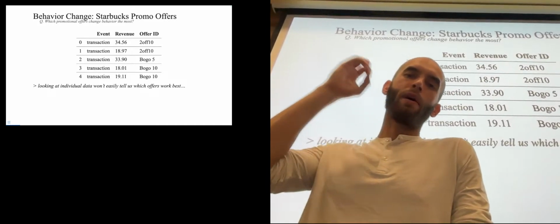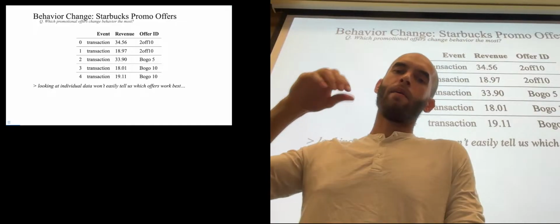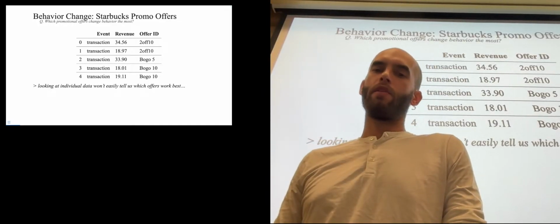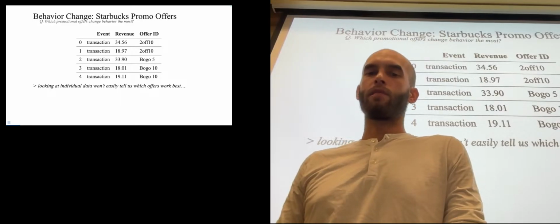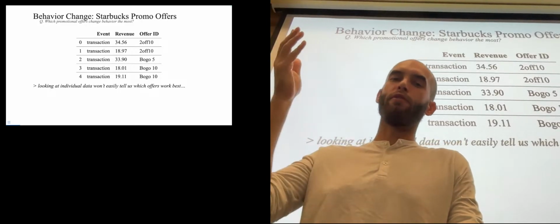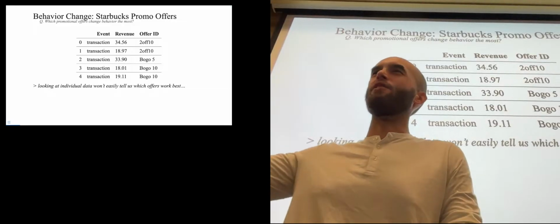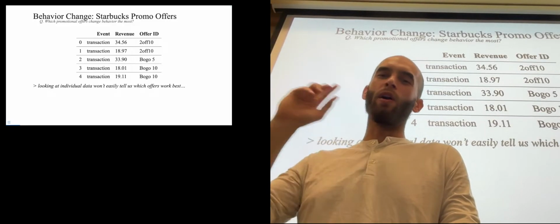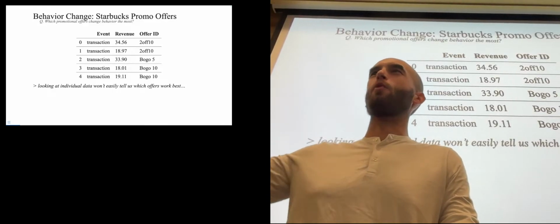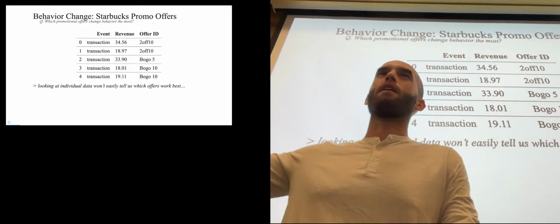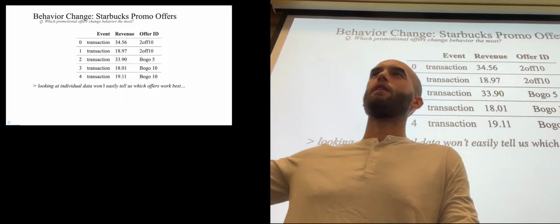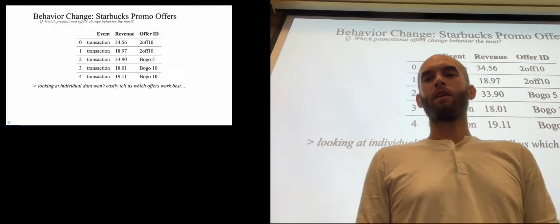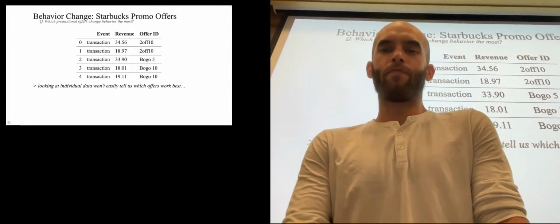And then we also have a bunch of IDs. These are the different offers that are sent out. So, for example, 2 off of 10 is just if you spend $10, you get $2 off. Or BOGO 5 is if you spend more than $5 on something, you get something of the same value free. So buy one, get one free if you spend $5. And the same for BOGO 10.